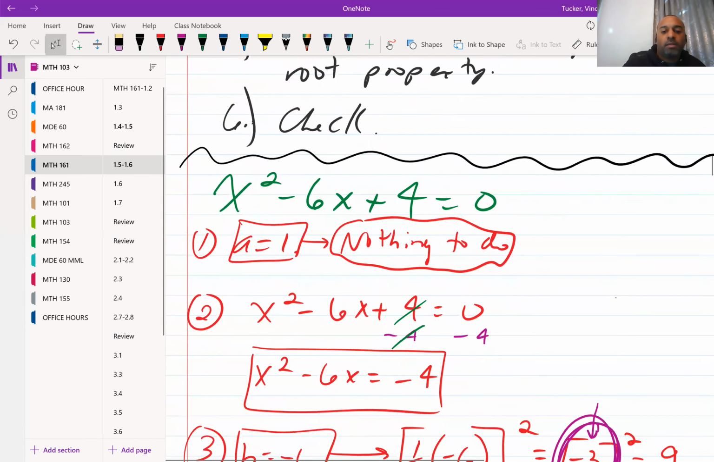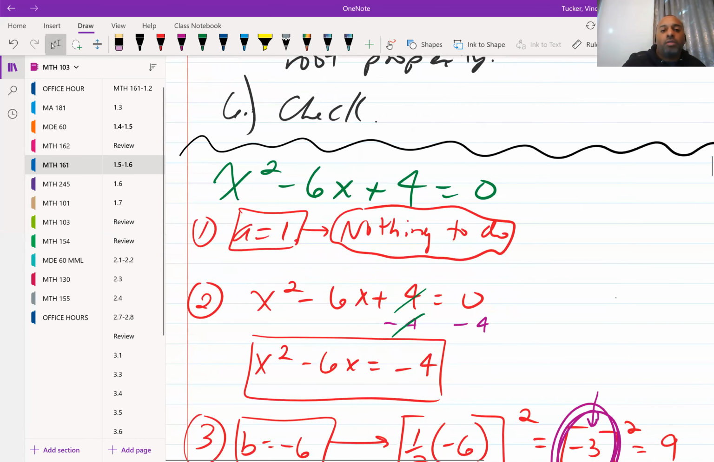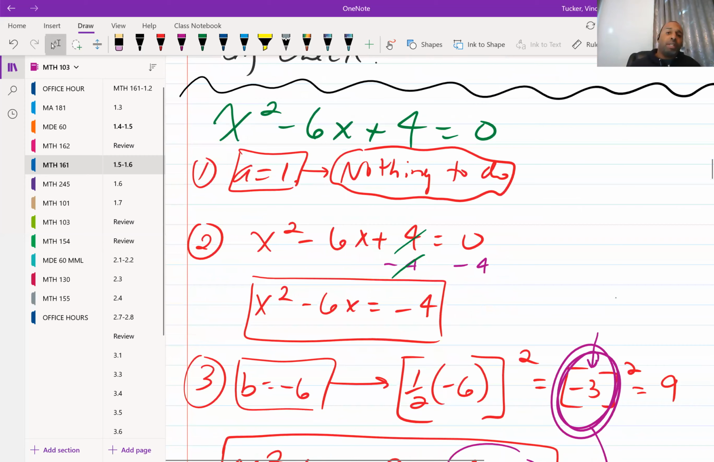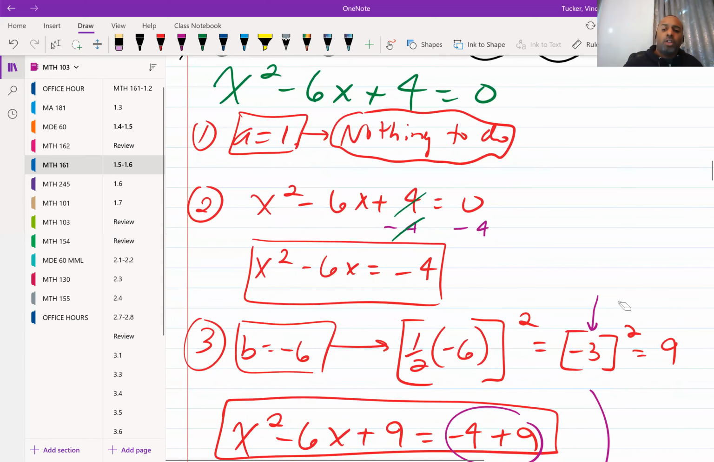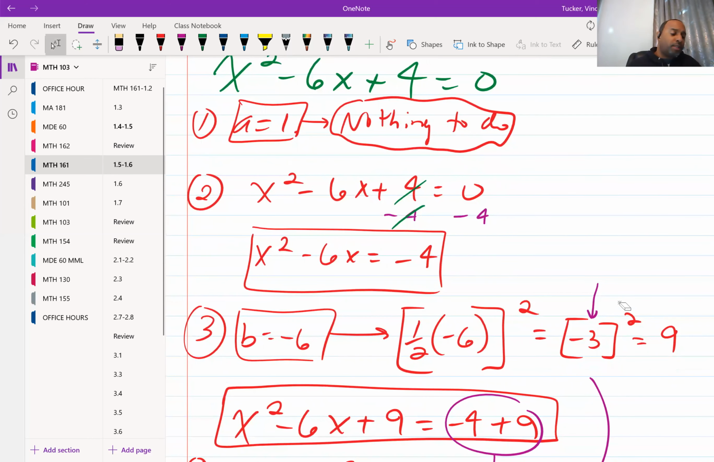All right. So now step 3 is to take half of your b term and then square it. So our b term is the number that's attached to just x. So that would be negative 6. So that's b. So right here, I took half of that, which is negative 3. And then I squared it, which gives me 9. So you will always take half of that term that's sitting in front of x, and then you will square it.